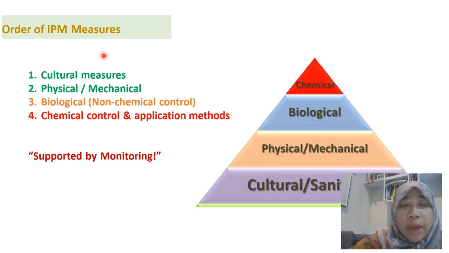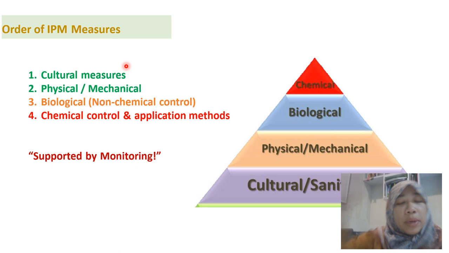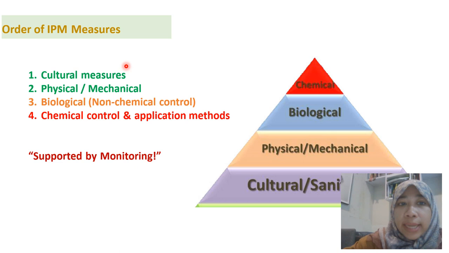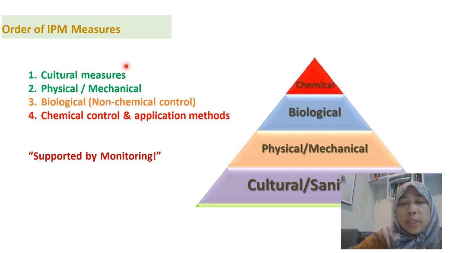The order is, we make sure we control the pest by cultural measures, itu pengendalian secara teknik budidaya. How to make sure our plant is healthy by using proper tillage, pengolahan tanah yang baik, and then proper planting spacing, jarak tanam, the variety that we use, proper fertilizer, proper drainage, and others. So there are many factors that make up this cultural technique control.